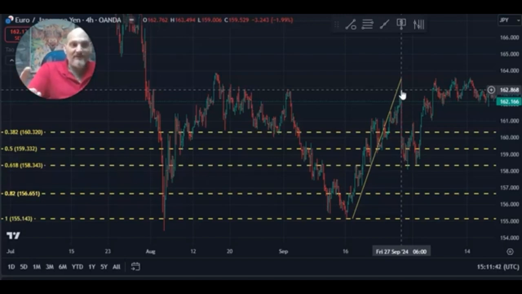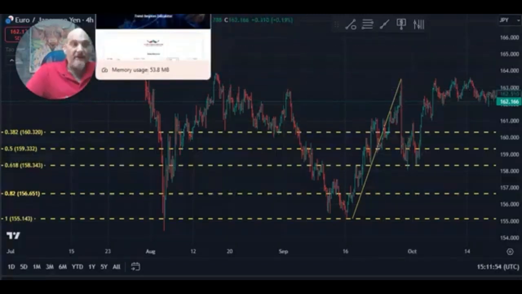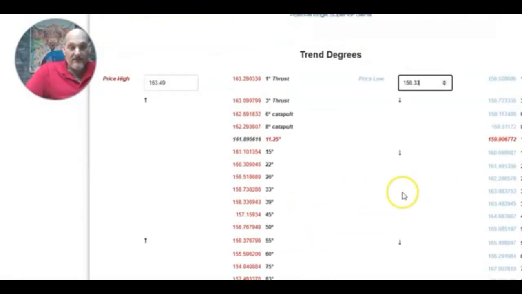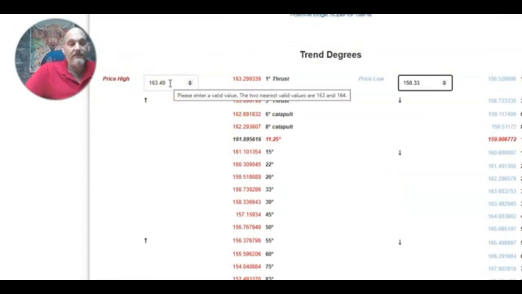It's really what's important. So you have this high here, 163.49. So I'm going to go over my Trendy calculator. I'm going to give you the link where you can find it, and I'm going to scroll this up right here. And here I put the high in already, 163.49.